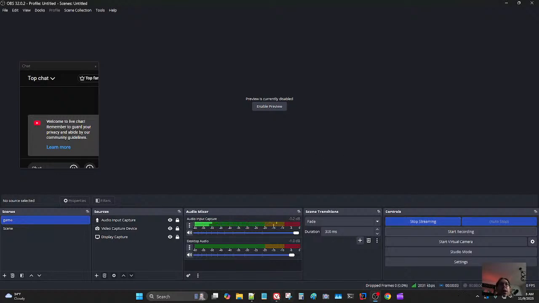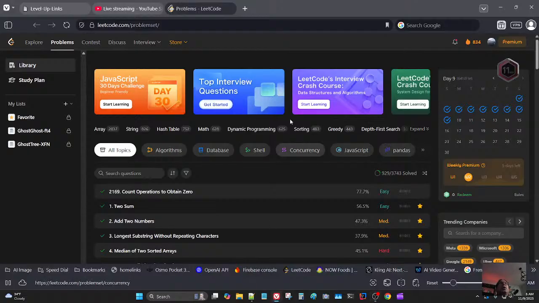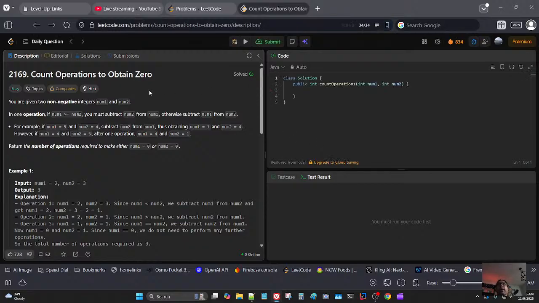Hello, doing a LeetCode. It's really easy. So it says 2169, count operations to obtain 0. You're given two non-negative integers, num1 and num2. In one operation, you do that. In other words, return the number of operations required to make either num1 equals 0 or num2 equals 0.